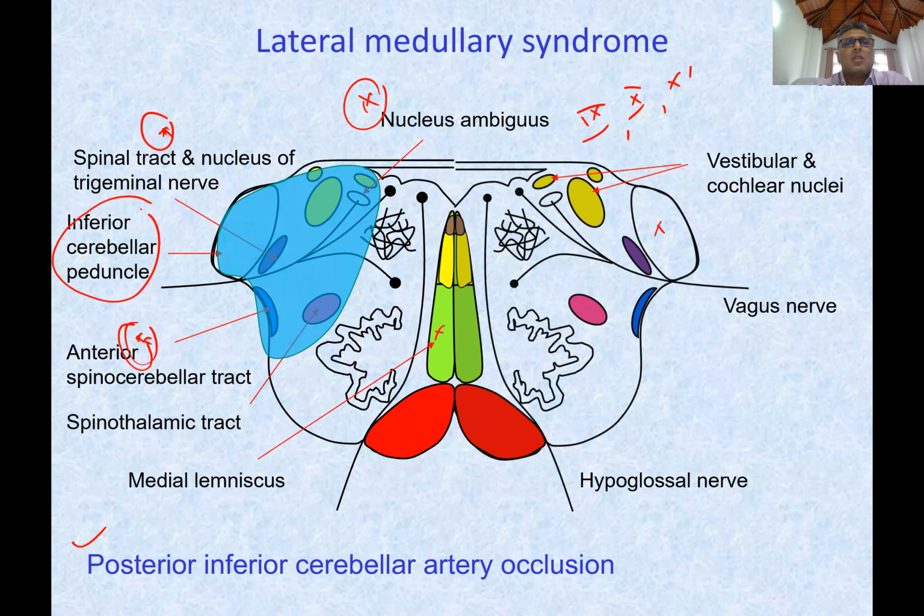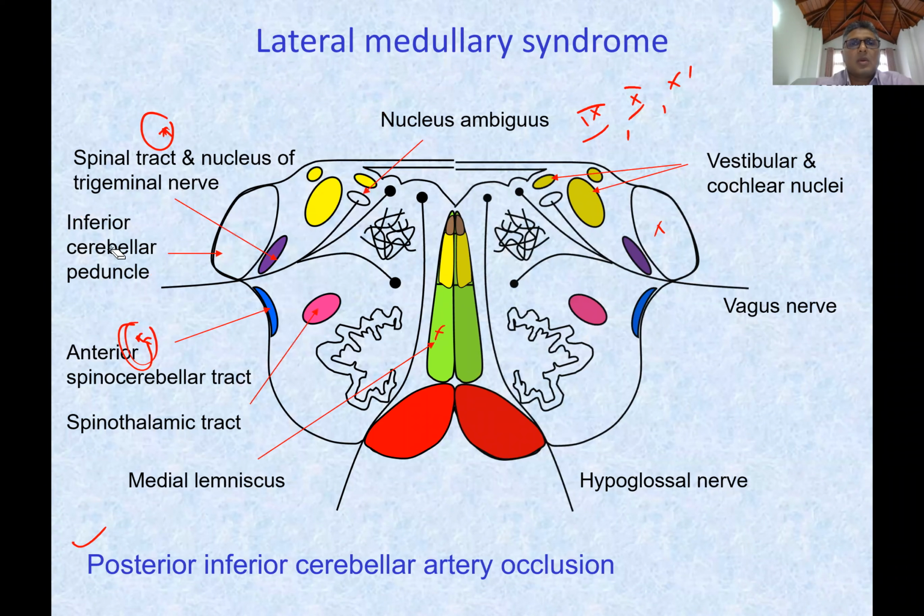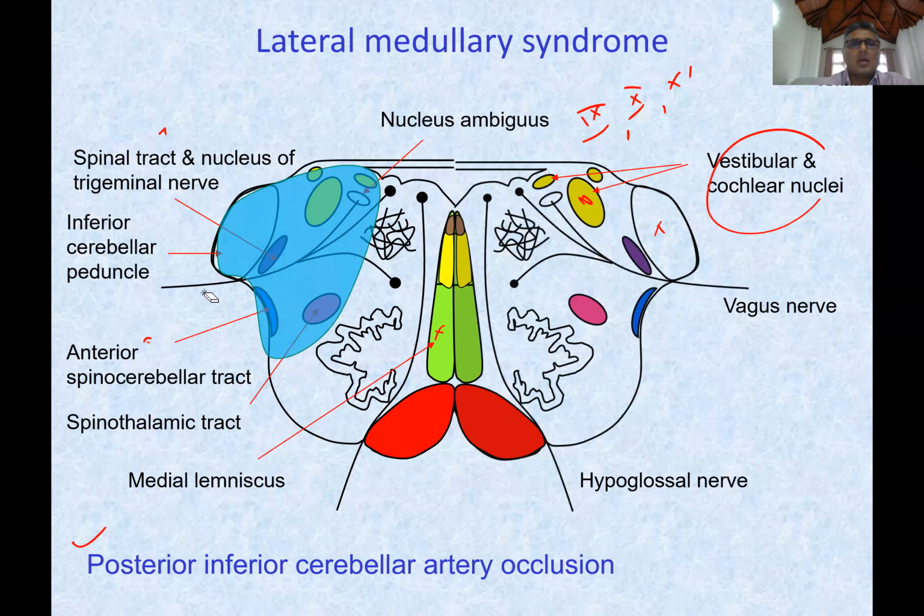Okay, and you can also see vestibular nuclei here. These are vestibular nuclei. You can see the label here. So when the vestibular nuclei are affected, it affects the balance. Because of that you get giddiness or vertigo, vomiting and all that. So because of this you get ataxia, because of this you get giddiness and vertigo.